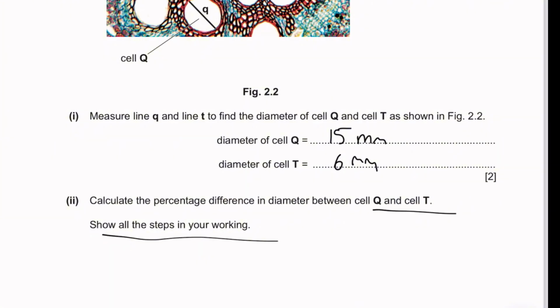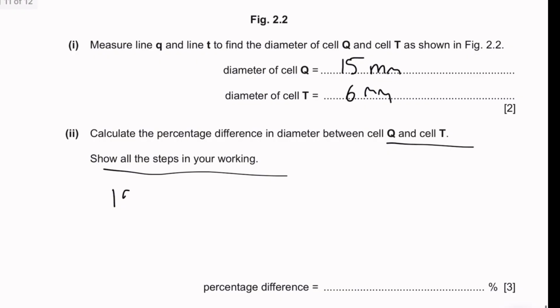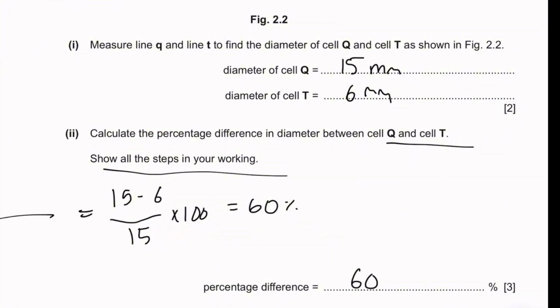Now the percentage difference is different to just percentage of something over something. Percentage difference, we're going to subtract the 2 and then divide that by the bigger length. Okay, so I'm going to get the 15 minus 6 over 15 times 100. And so that's going to be 60% difference. So show all your steps. Also write down the formula you used. So for example, bigger minus smaller, or diameter of Q minus T divided by Q, that kind of thing.